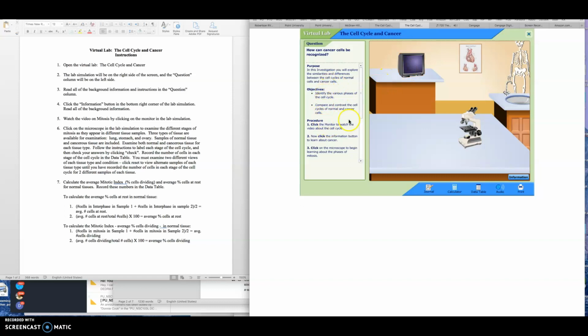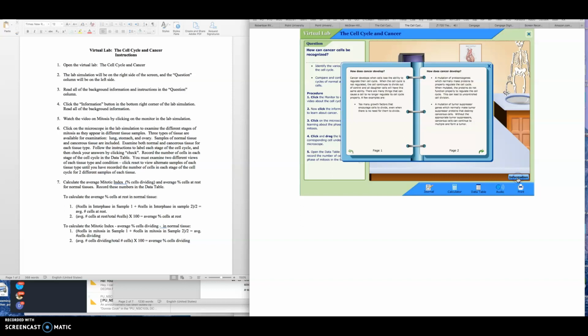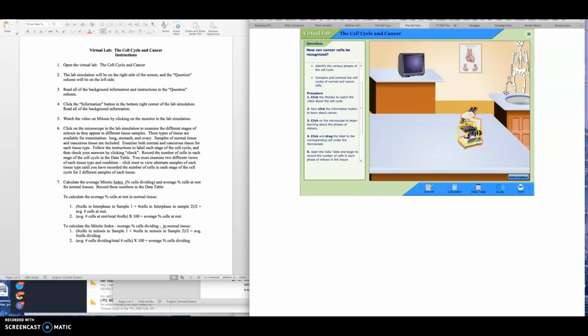So you can click on the monitor and watch the video. Click the information button to learn about cancer. So that is, where's the information button? Maybe that's later. All right. Oh, there's information. Okay. So basically cancer is a bunch of cells dividing too fast. So you can read that later.